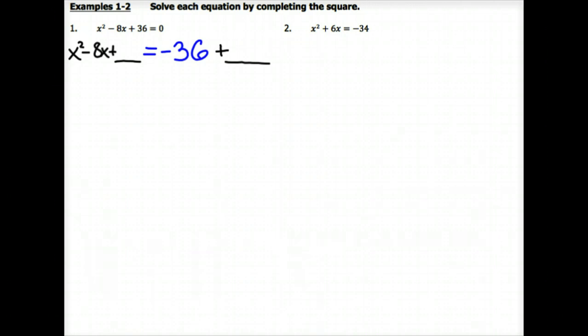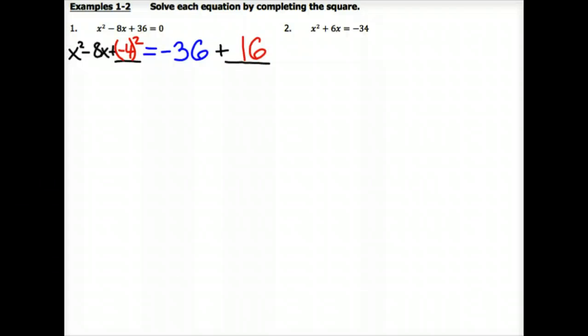And the way we do that is we take half of our b term. Our b term in this case is negative 8. So we're going to take half of negative 8, which is negative 4, and then we're going to square negative 4. Negative 4 squared would give us positive 16. So the left side has become x squared minus 8x plus 16, basically.